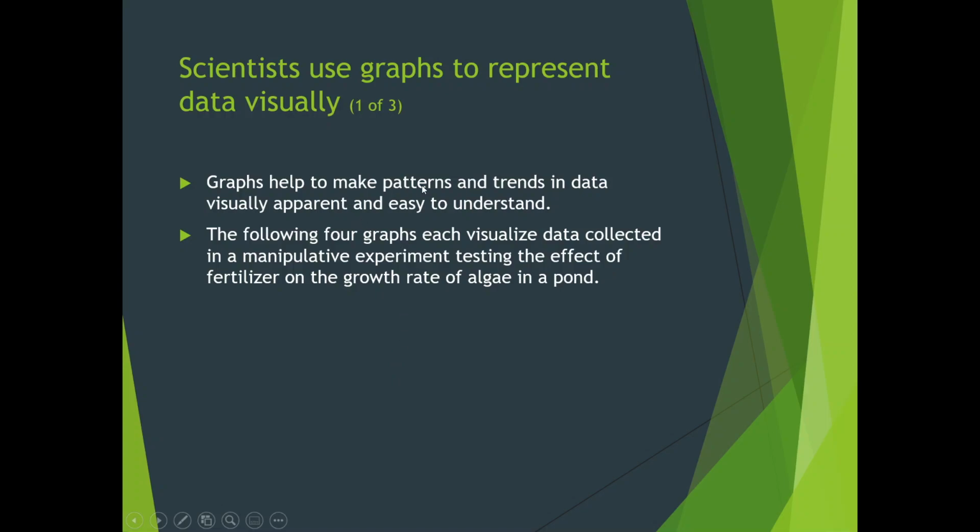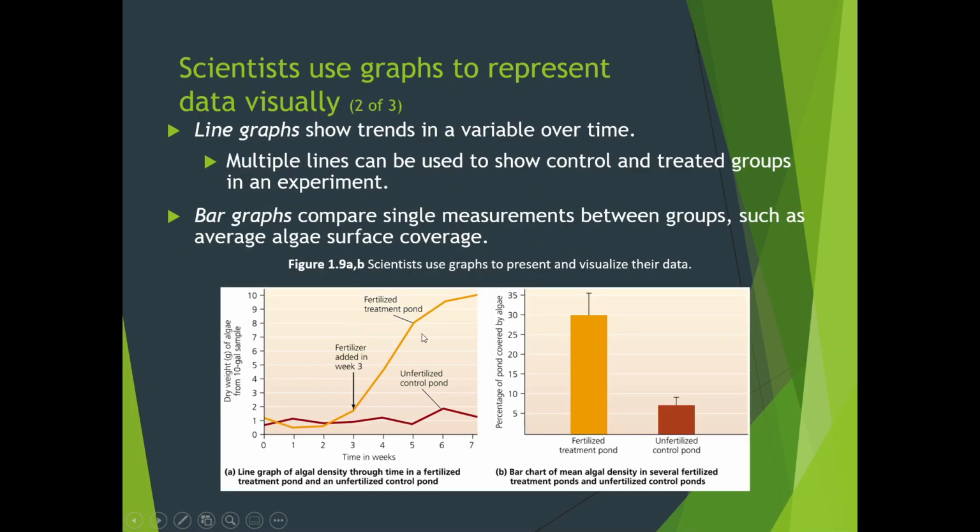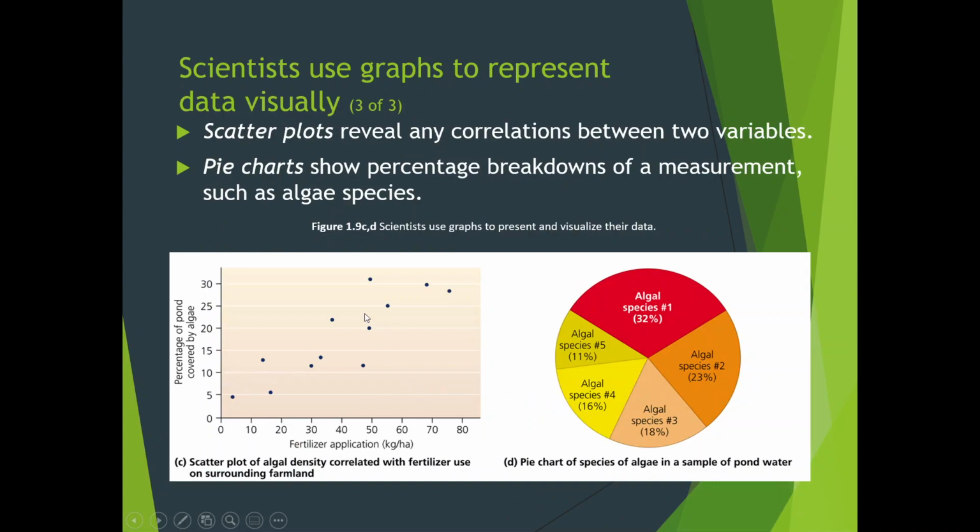To do this, we use a lot of graphs to help see patterns and trends in the data. And the following four graphs are visualized data collections. This is all about fertilizer being added to the pond. So they added more fertilizer, and all of a sudden they got the little J curve going up here, and then this was the control pond with none. We can see this in a line graph, or in a bar graph. We'll see all different graphs and charts in this class. We can scatter plot it if we wanted to, or we can put it into a little pie chart.